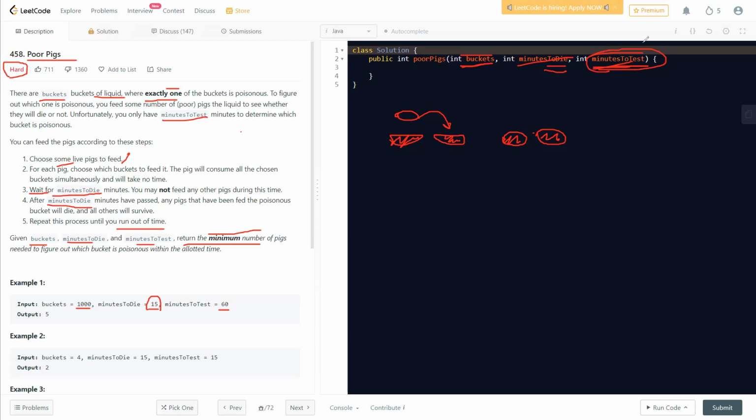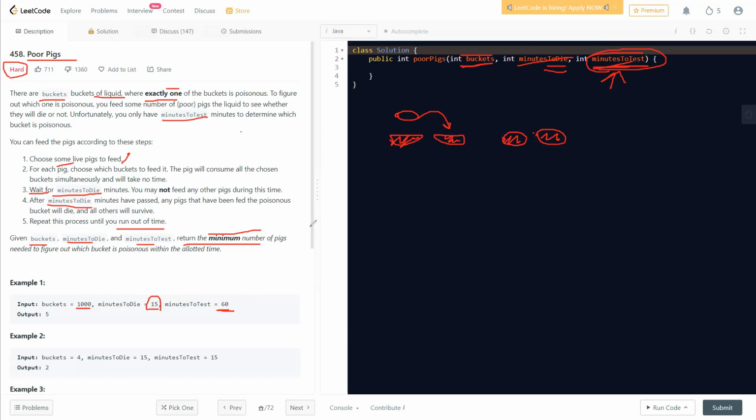So this minutes to test will actually give us how many trials we can perform, right? This minutes to test will be helpful for that purpose, because say here minutes to test is 60, and we need to wait 15 minutes to check whether this pig will die or not. So how many times can we feed this pig new buckets? We can go ahead with 4 buckets, right? Like 15 minutes each, and we can give the pig 4 buckets, isn't it?